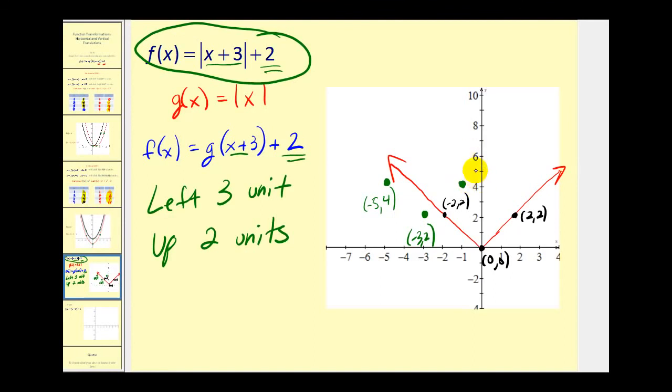Now that we know that the absolute value function is a v shape, we can form the new function here in green using translations. And it would look something like that. Let's go ahead and try another one.